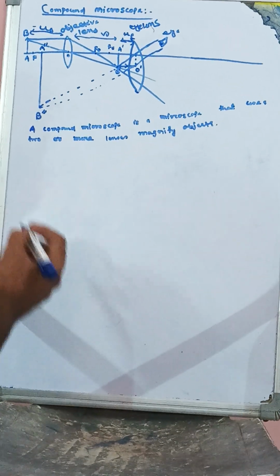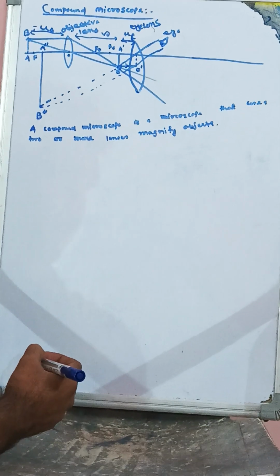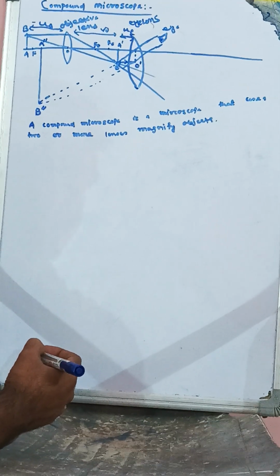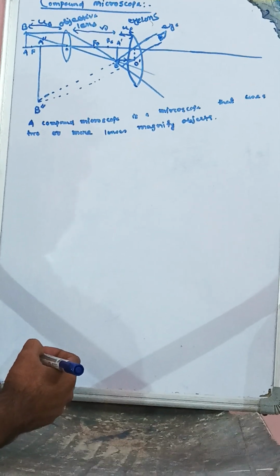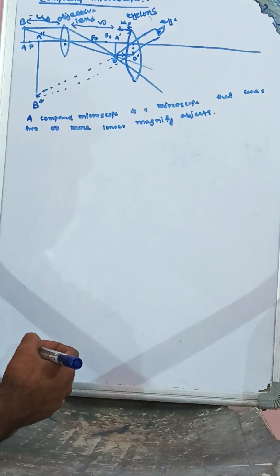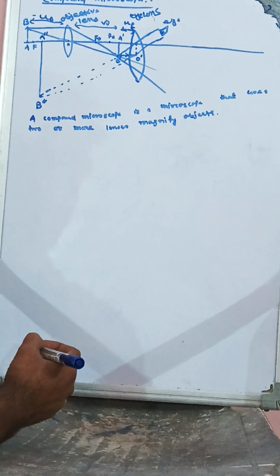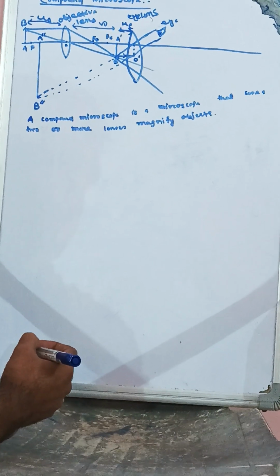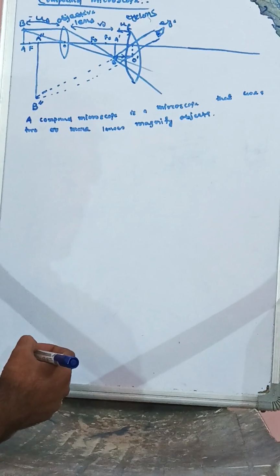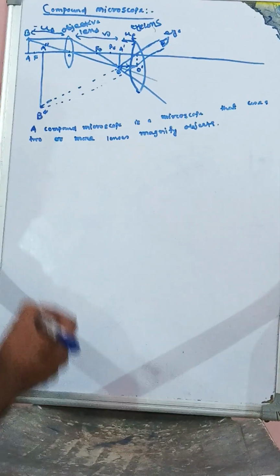The total magnifying power is equal to the product of the magnification of the objective and the magnification of the eyepiece. That is, M is the total magnification, M is equal to M0 into Me.